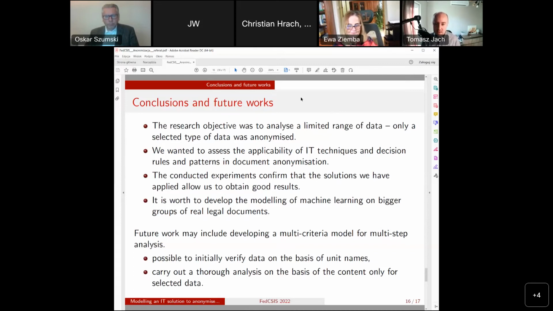However, they want to provide maybe some means to find it or to assess it. We wanted also to assess the applicability of IT techniques and decision rules and patterns in document anonymization, and that kind of proved itself inside the experiments.